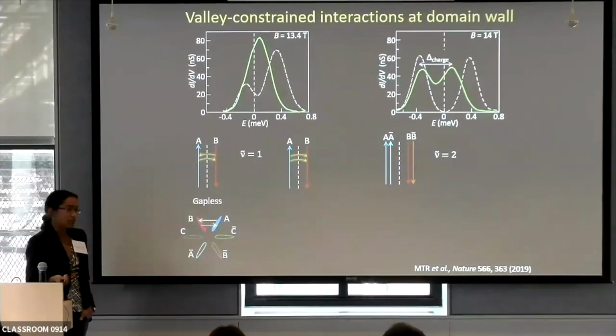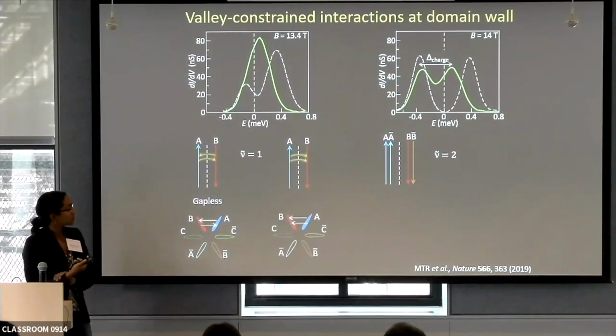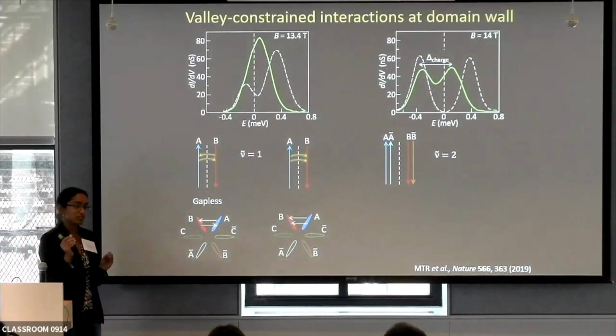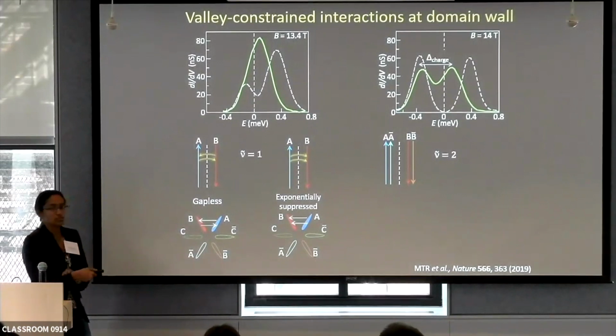We could also expect some kind of effective backscattering type of process where we have states in valley A going to valley B just as some interaction. But if we look at what this interaction involves in terms of momentum transfer in the 2D Brillouin zone, because we're really considering states that are coming from valleys at different momenta, this kind of large momentum transfer would be exponentially suppressed. So these kinds of interactions are exponentially suppressed in this case. And so that's why this state remains gapless.